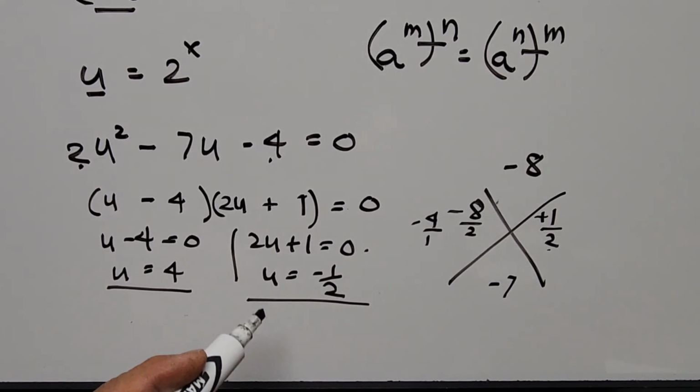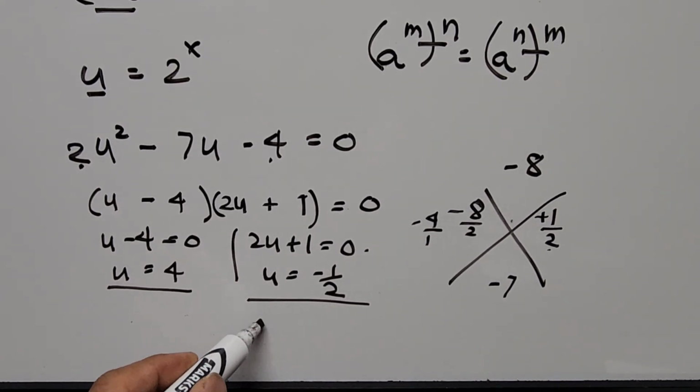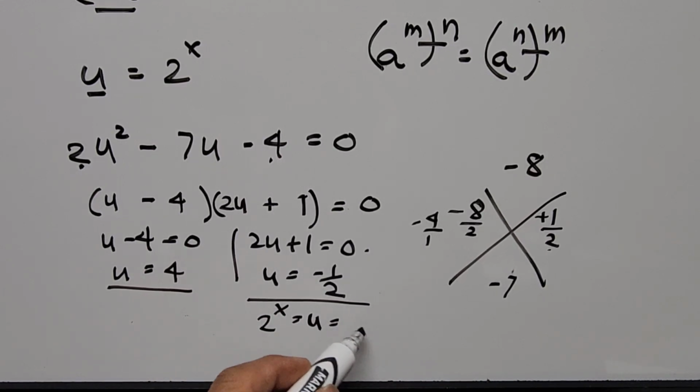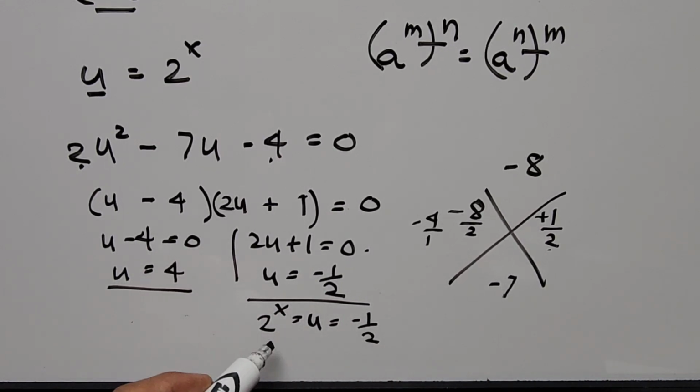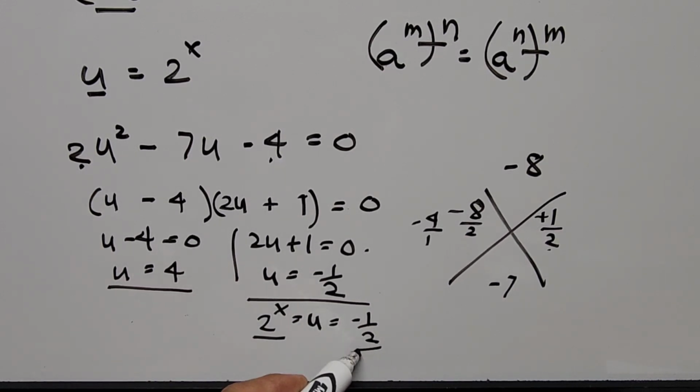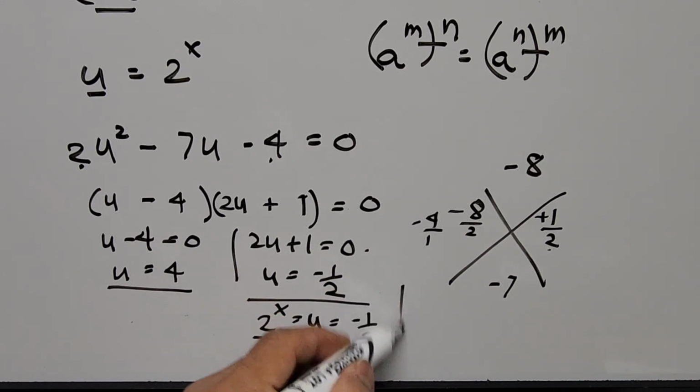The negative value of u will lead to a value of x that is a complex number. If we substitute the value of u here, that is 2^x equal to negative 1/2. Since 2^x is a positive value, it cannot have a negative value. So this would lead to the value of x being a complex number. So we cannot use this value.